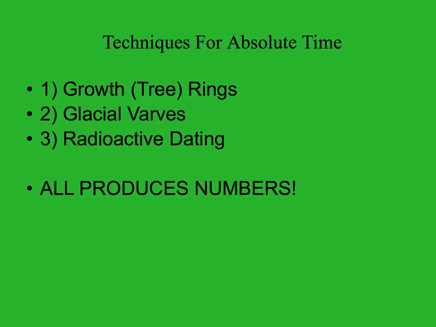So absolute time involves a number, absolute time or measured time. We're only going to look at three different techniques in this course that will give you an absolute date or an absolute time. One is tree rings, one is glacial varves, and the other is radioactive dating. Two of the techniques are relatively small. One of the techniques, radioactive dating, is going to be much larger, and it's going to take us maybe close to a week of class time.